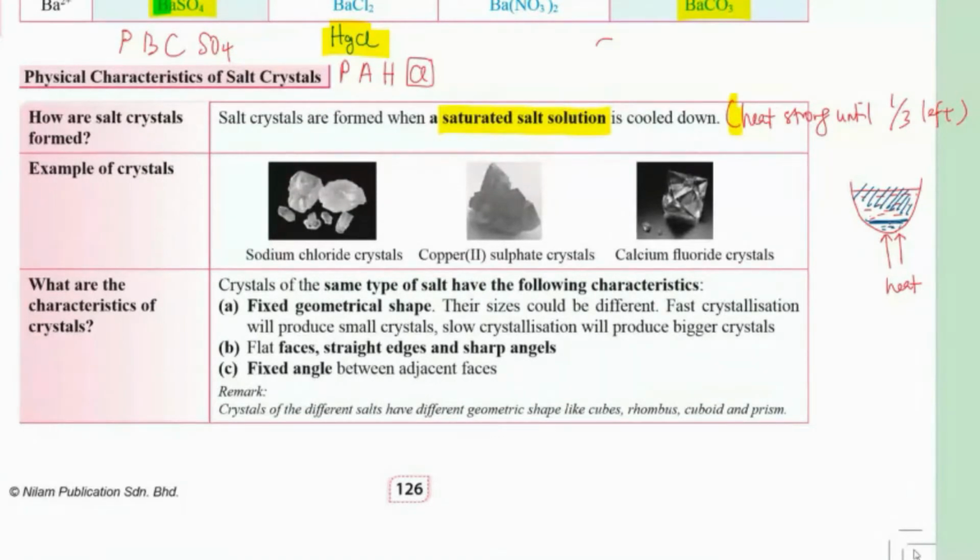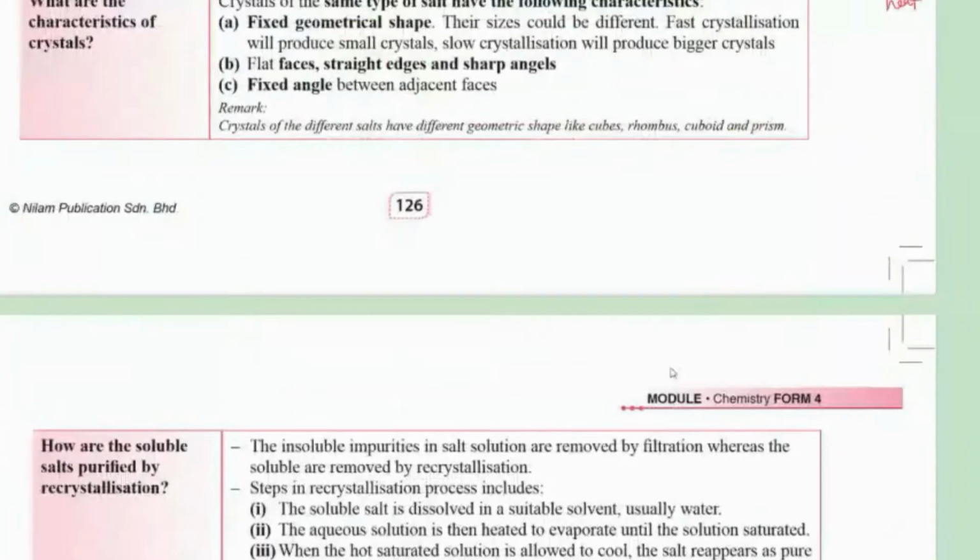That is a saturated salt solution. Examples of salt crystals are sodium chloride, zoomed in here, and copper(II) sulfate, calcium fluoride crystals. You see them under a microscope. Then what are the characteristics of crystals? Fixed geometry shape, flat faces, straight edges, and sharp angles, with fixed angles between the adjacent faces.